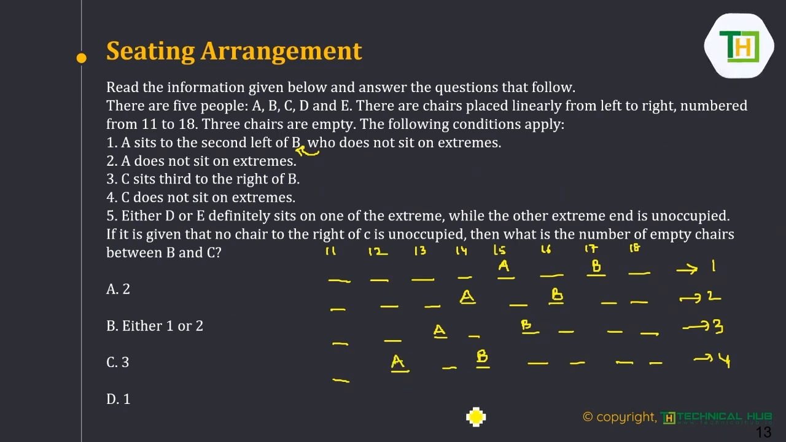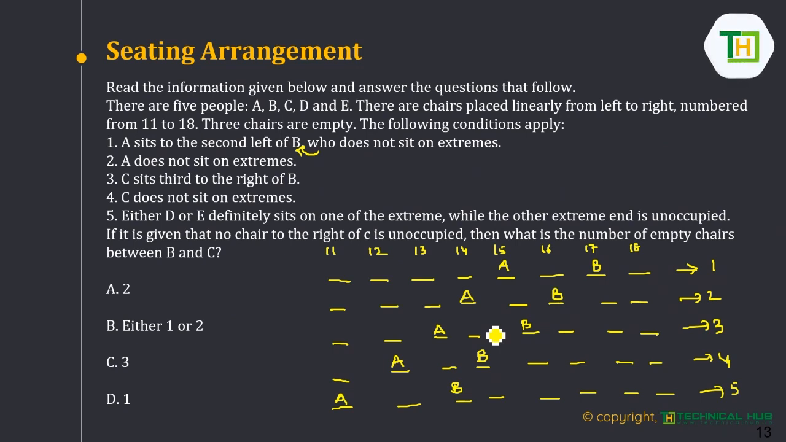Suppose I take B position as the 13th place. So many possible ways are there. First of all, write down the possible ways. If B position is 13th, then definitely A position is not available. If B position is 12, A is second to the left of B, so one condition is given. So this is the B position and this is the A position. So 5 possible ways are there. Clear everyone?